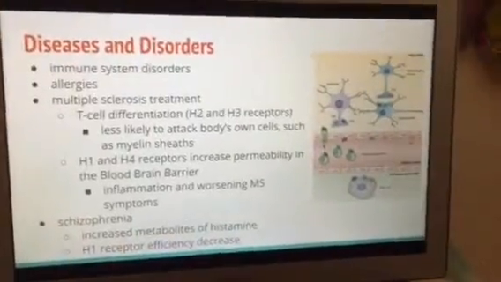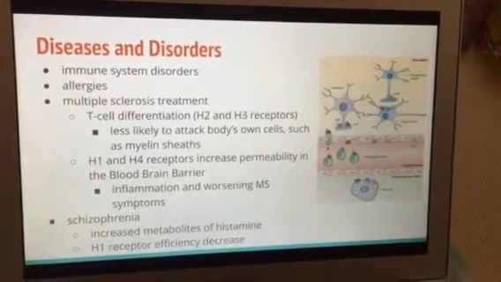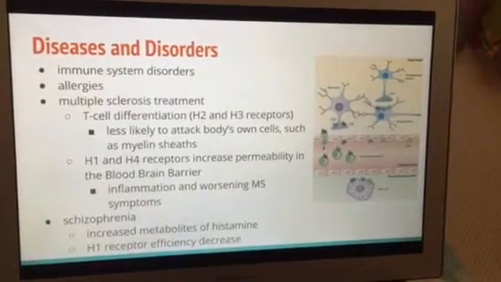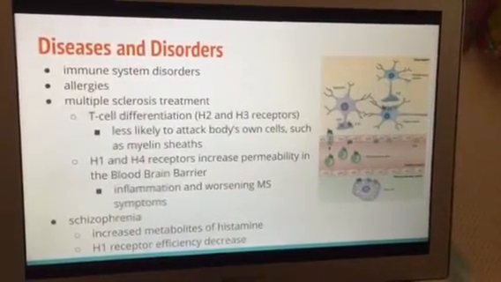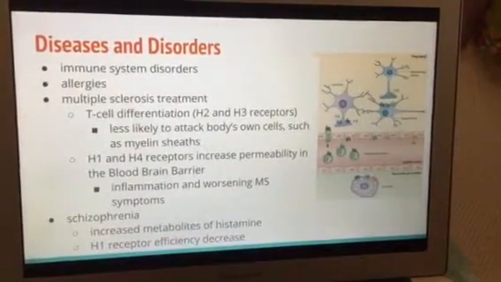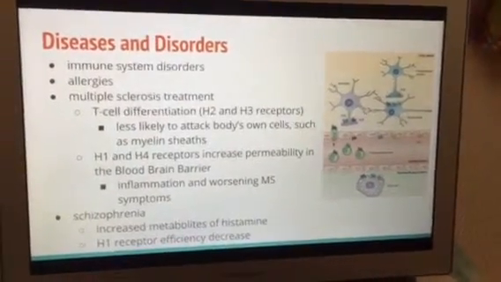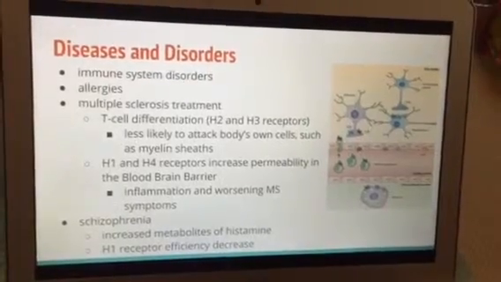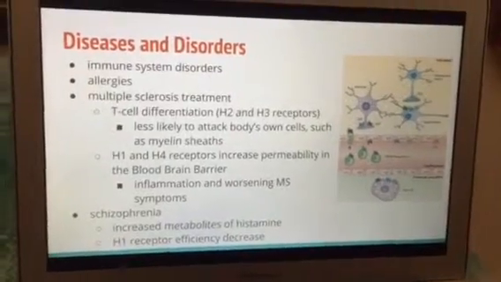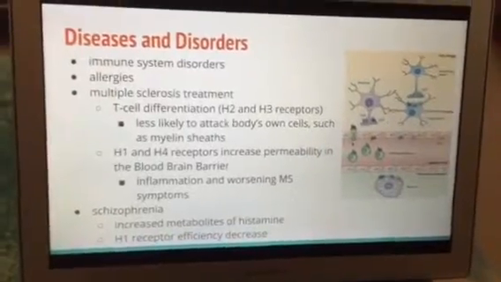Something interesting that I found, and this is a little bit more neuro-related, is that histamine actually plays a role in such diseases as multiple sclerosis and schizophrenia. Right now its effect is being studied as a possible treatment for multiple sclerosis. Histamine is involved in T cell differentiation with respect to H2 and H3 receptors. So as a treatment, maybe if the T cells are able to differentiate more, they will be less likely to attack the body's own cells, such as the myelin sheaths, which in multiple sclerosis are degraded.